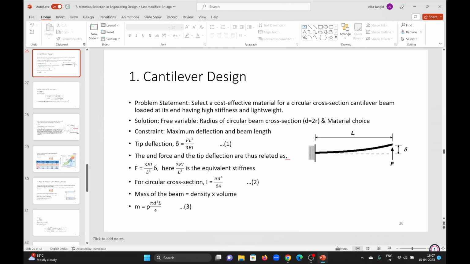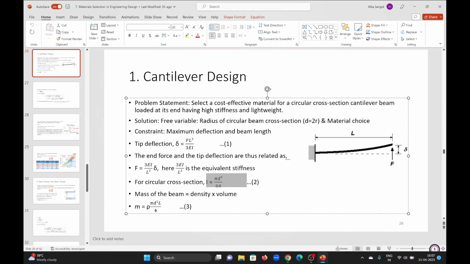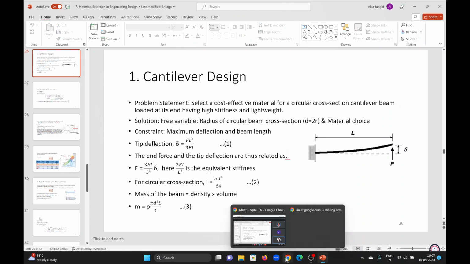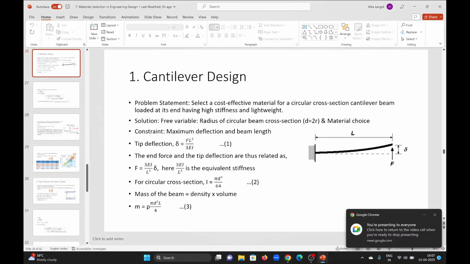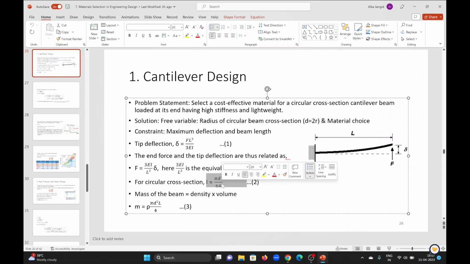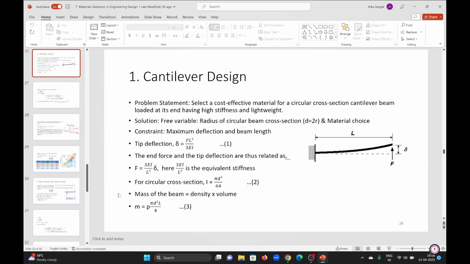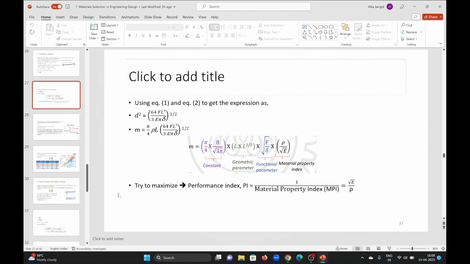What did you take I for this? Madam, what did you consider I for this problem? For the square cross section, for square one, a power 4 upon 12. By using that, what are you getting as the answer?